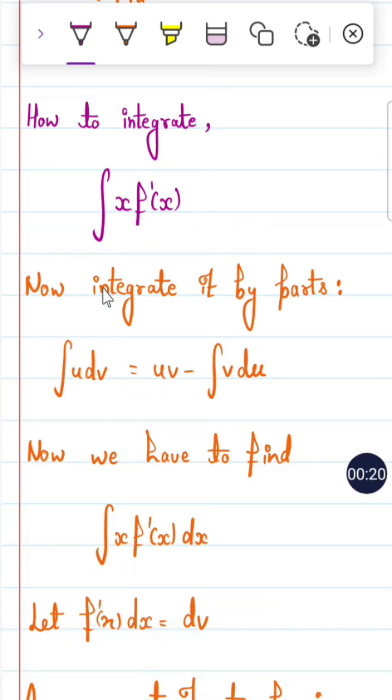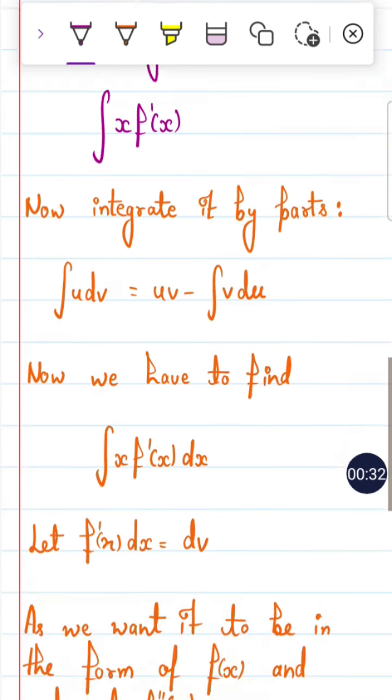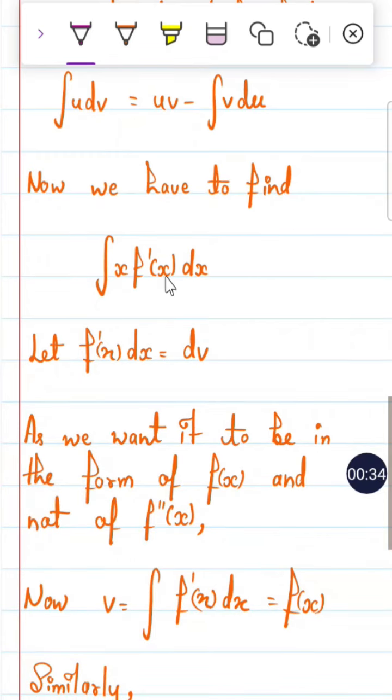Now let us define what integration by parts is. Integration by parts is that the integral of u dv is equal to uv minus the integral of v du, right? This is integration by parts. Now let us define how we find the integral of x f dash of x dx. What is that? Let us solve it by parts.